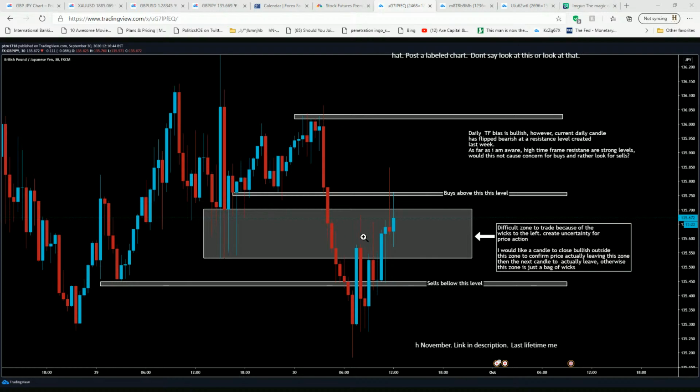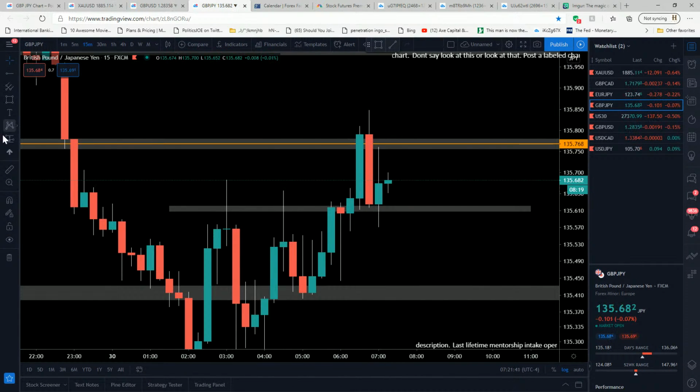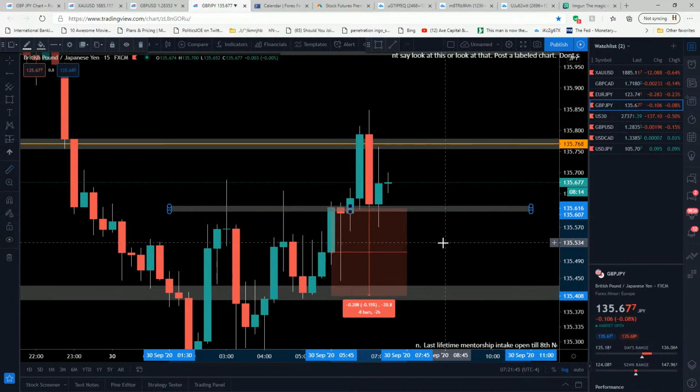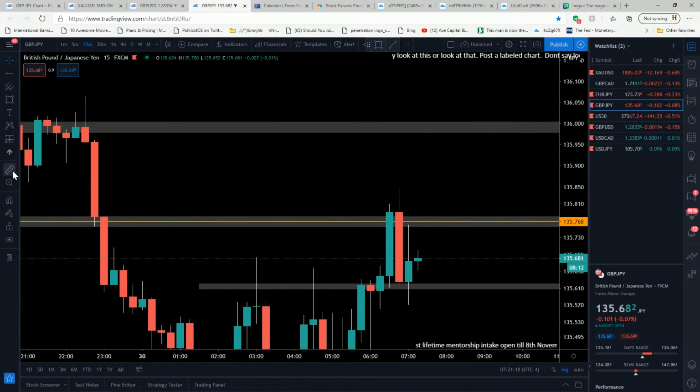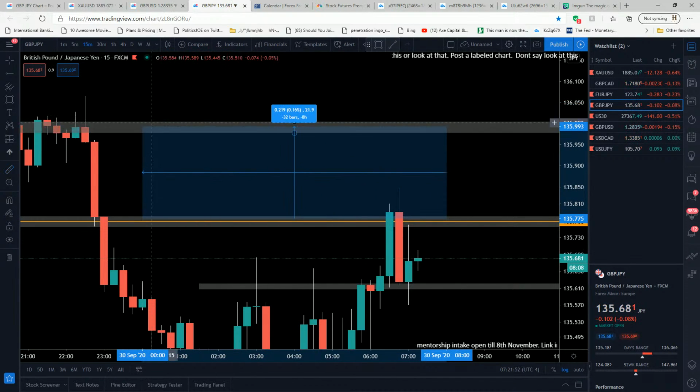I think you're missing a zone right over here, at this point. So maybe if you draw a zone here, you can have this range down over here as well. I'm looking at this range down here, 20 pip range, 21 pip range, and the second range I'm looking at is above 135.770, this 22, 23 pip range.